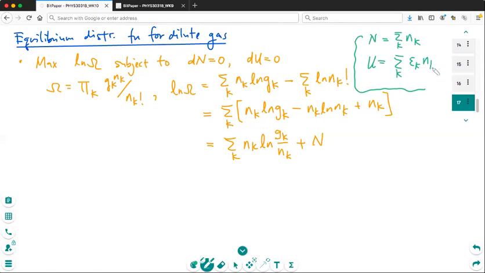And the internal energy is similar. I ask what is the energy of the kth bundle, and I ask how many particles you have there, and I do the statistic, I do the accounting.